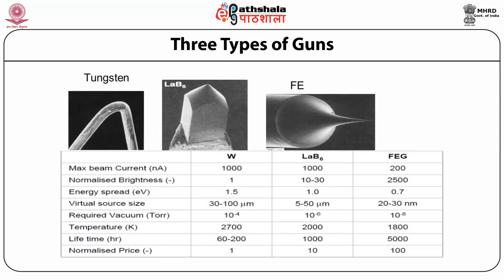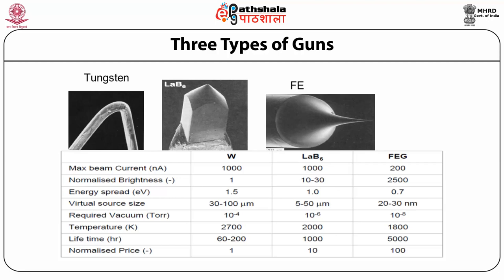So there are three possible guns. One is tungsten, the first one. The second one is LaB6, and the third one is the field emission gun. I want to discuss their advantages and disadvantages below. If you see the maximum current in the case of tungsten, LaB6 and FEG, then it is 1000, 1200 nanoampere. The most important thing is its brightness.